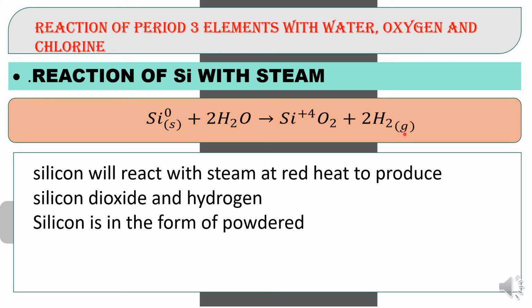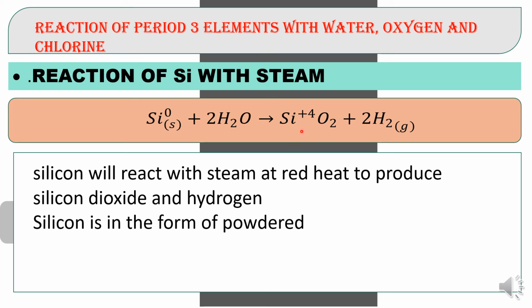The next point is that silicon is in powdered form, as I told you. Again you can see here that the silicon oxidation state is 0, and in silicon dioxide the oxidation state is +4. It means silicon ionized 4 times. So greater energy is required, as compared to aluminium, magnesium and sodium, for silicon to lose 4 electrons from its valence shell. It means that the ionization energy of silicon is very high.